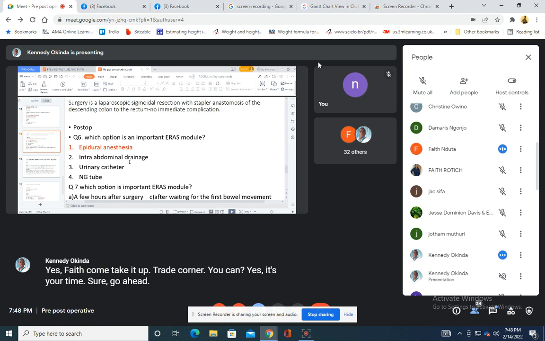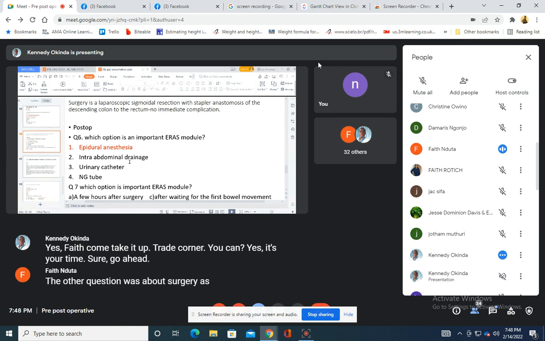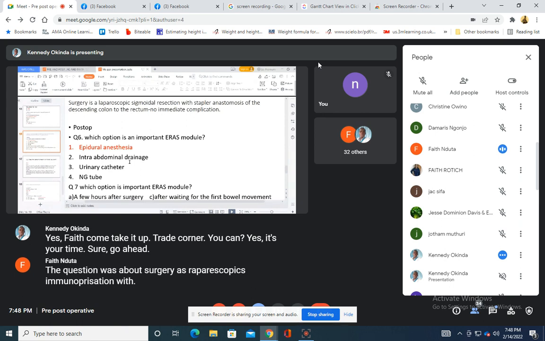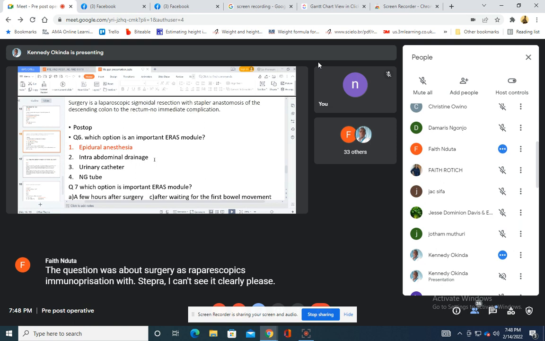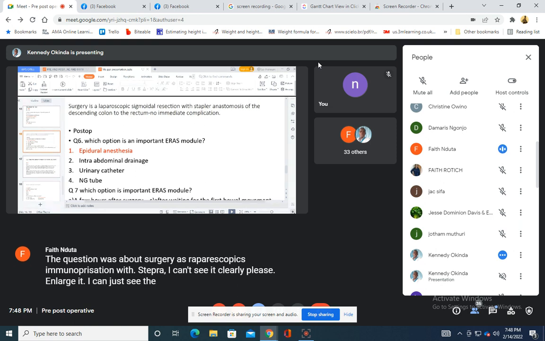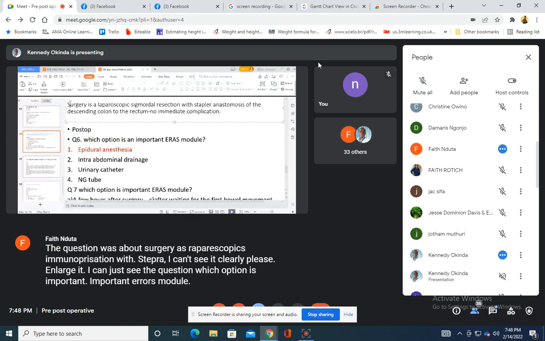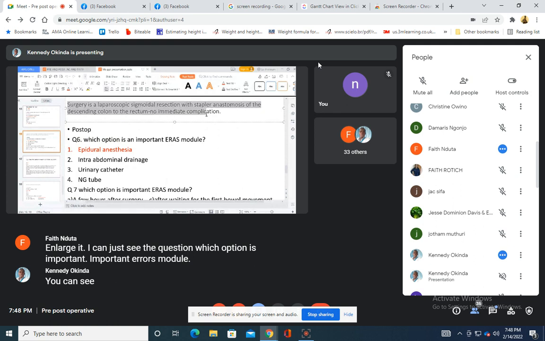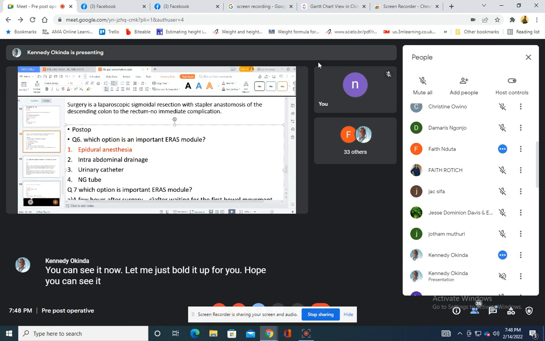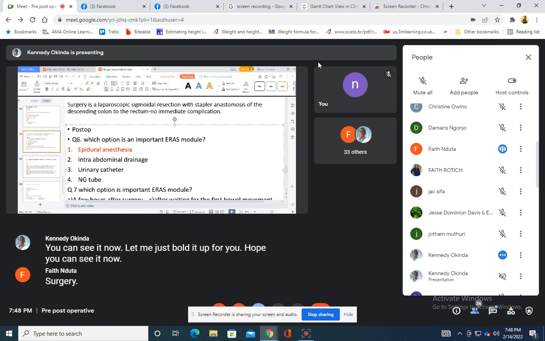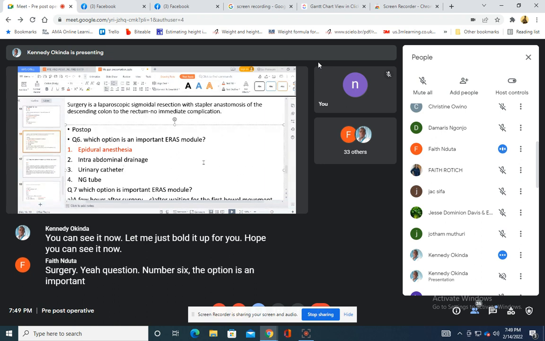The other question was about surgery, as laparoscopic resection with stapler. I can't see it clearly. Please enlarge it. I can just see the question: which option is important in the Ehlers module? You can see it now. Let me just bold it up for you. Hope you can see it now. Surgery, question number 6. The option is an important Ehlers module.